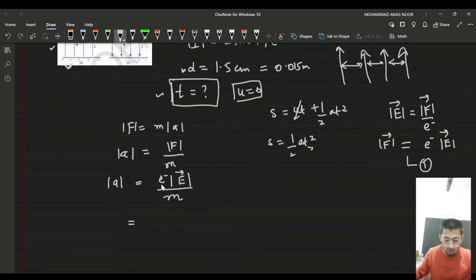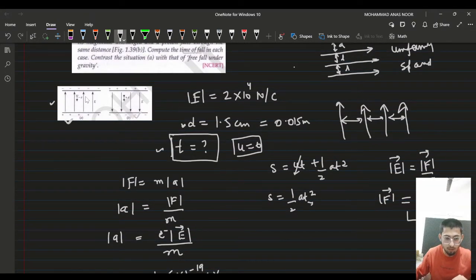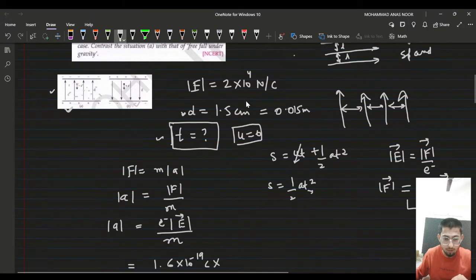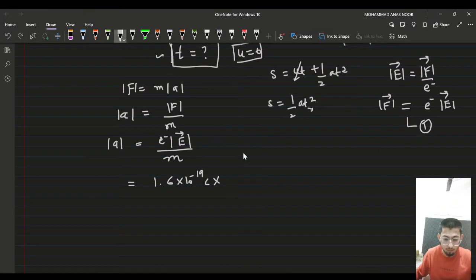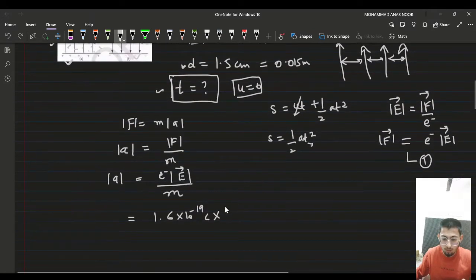Everything we know. e is the charge on the electron, 1.6 into 10 to the power minus 19 coulombs. Electric field is given to us, which is a uniform electric field all throughout. At any point in this space, the electric field would be 2 into 10 to the power 4 in magnitude. That is what is meant by uniform electric field. If it were not uniform, we could not judge it, because the field would be different everywhere. So what is that? 2 into 10 to the power 4.